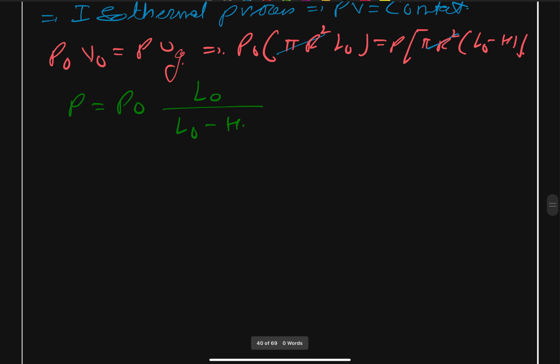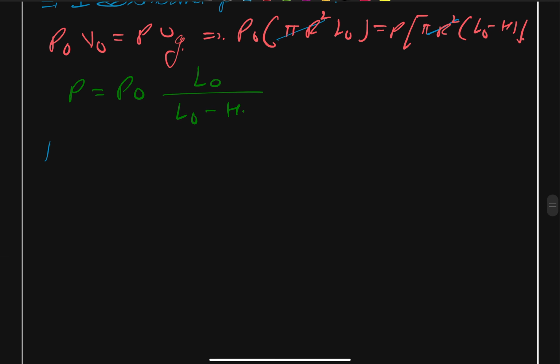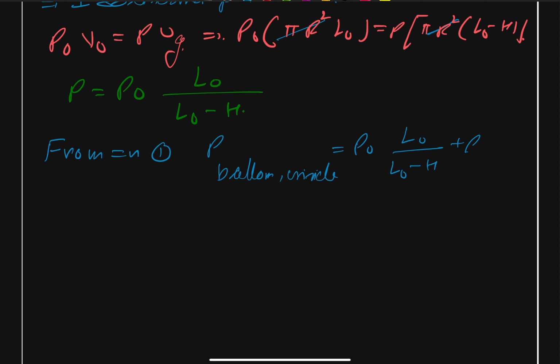So from equation 1, we can write the P bottom inside as P naught L naught upon L naught minus h, plus rho g h. Now we come to the pressure outside the cylinder at the bottom.